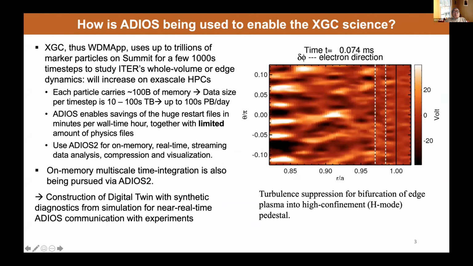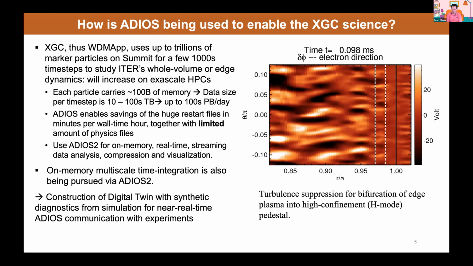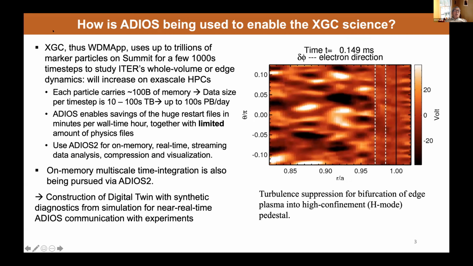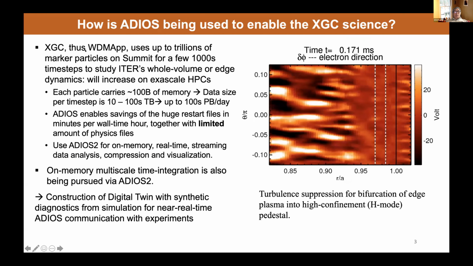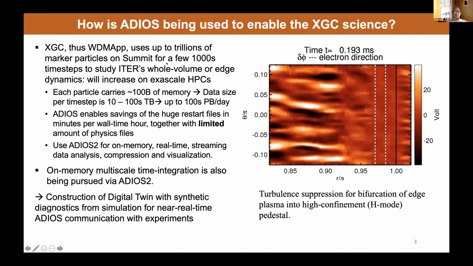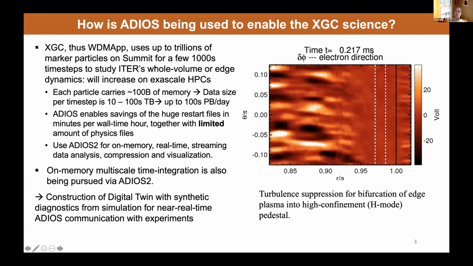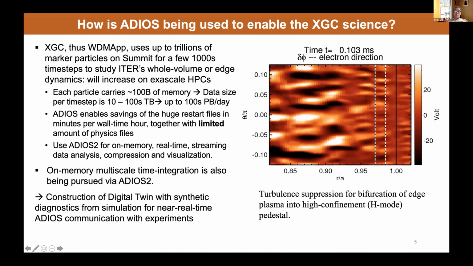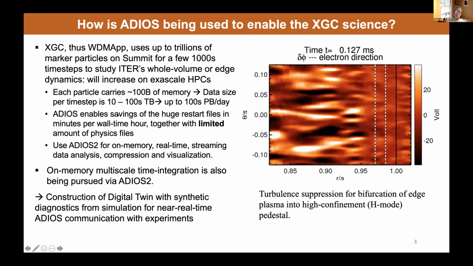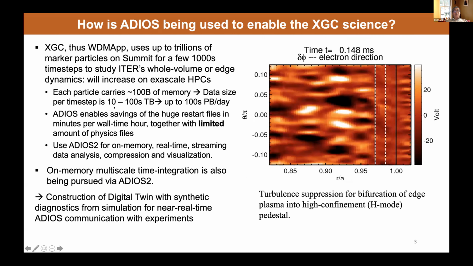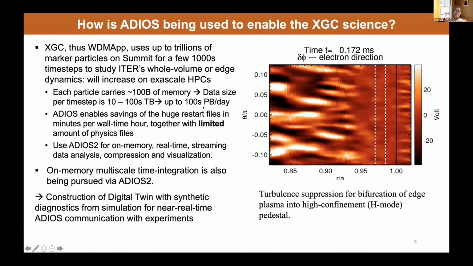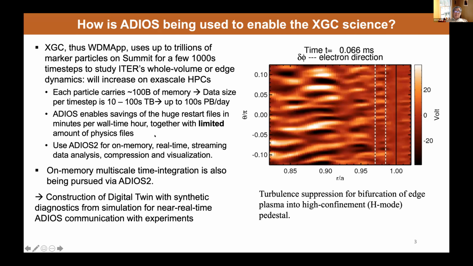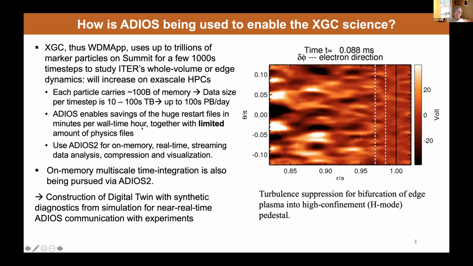So how is ADIOS being used to enable the XGC science? XGC, the same as the WDM app, uses up to trillions of Markov particles on Summit for a few thousand time steps to study ITER. At the moment we simplify to a smaller number of particles. Data size per time step ranges from 10 to hundreds of terabytes, and per day it's up to hundreds of petabytes on Summit. And there's no way we can analyze this with post-processing.